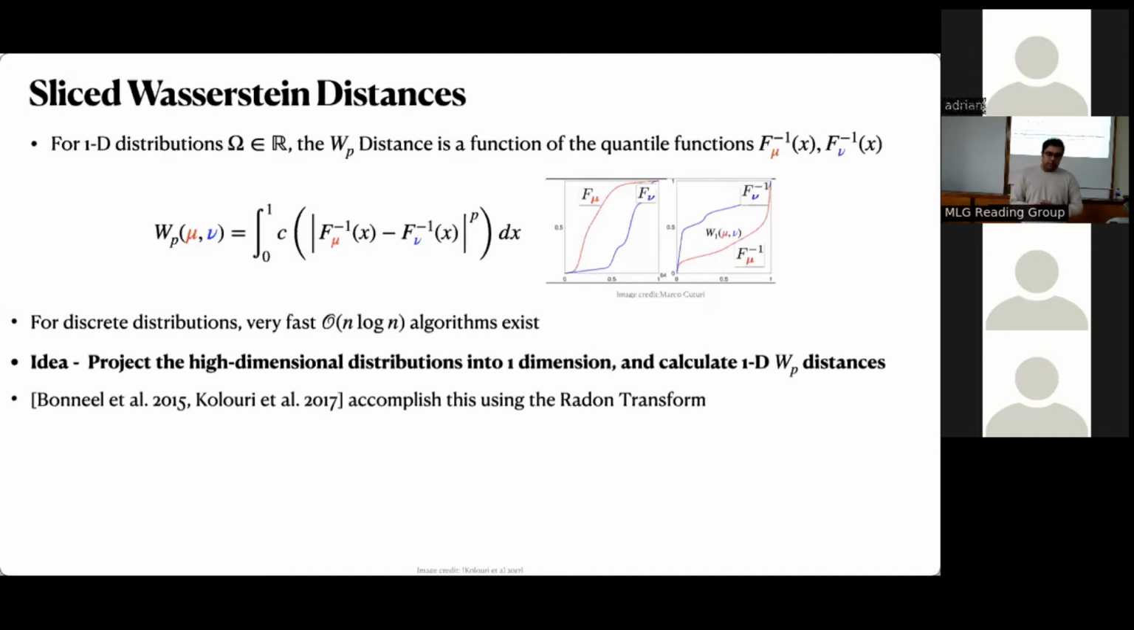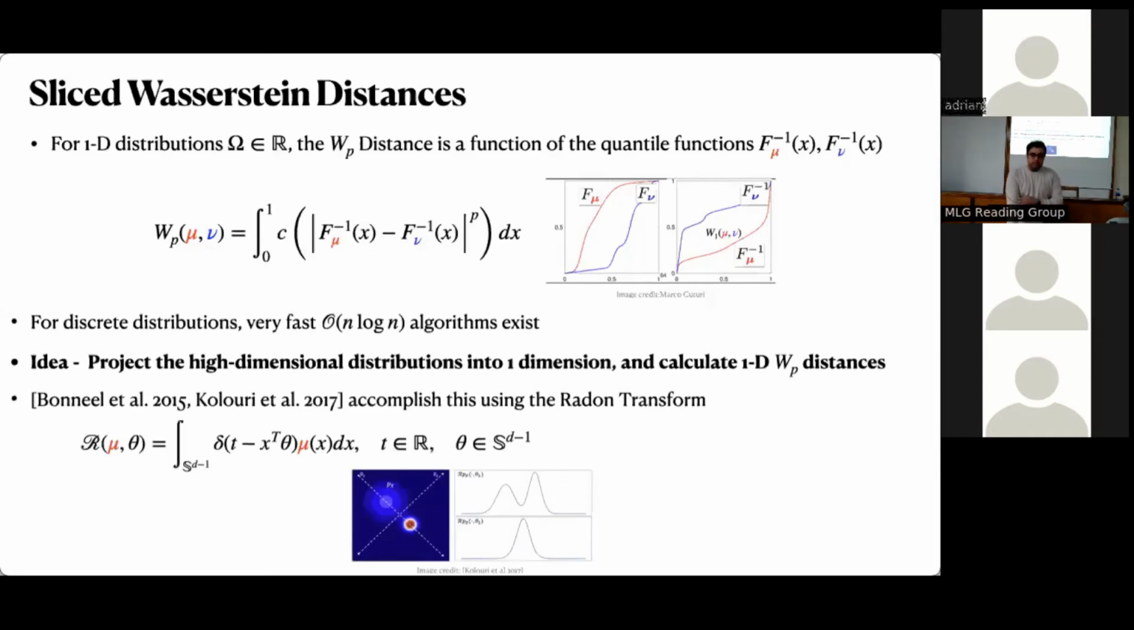And there was a lot of work by Bonneel et al. and Kolouri that accomplished this using the Radon transform. So the Radon transform is this transformation that's quite popular in medical imaging. CT machines work using the Radon transform, but what it effectively is, you project your d-dimensional distribution into one dimension by slicing a d-1 dimensional hyperplane through the distribution and then taking the line integral through that. So for this two-dimensional example here, you take one specific line through this two-dimensional distribution, and that becomes your projected 1D distribution of the 2D distribution.